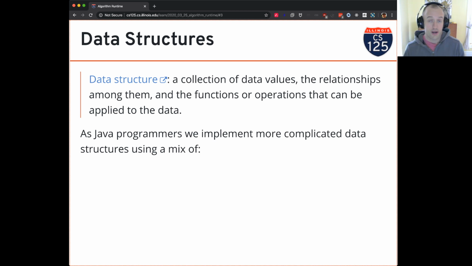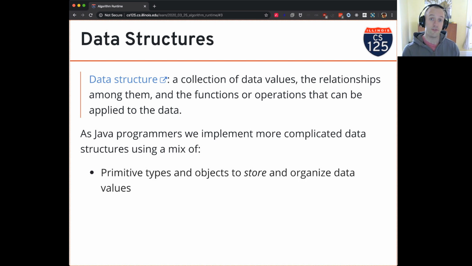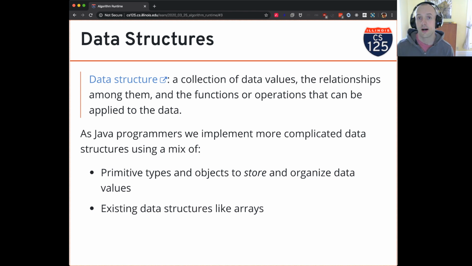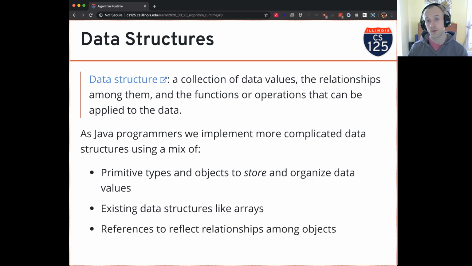As programmers, we utilize some of the techniques and new ideas that we talked about in the object-oriented portion of the class in order to implement data structures. So we do this using a mix of primitive types, which allow us to store one value, and objects, which allow us to join multiple values together. We can use, and we will use, existing data structures like arrays to build more complicated data structures on top of, and also references. So this is the idea that we talked about before break of using object references as a way to link one value to another, particularly when we look at lists.